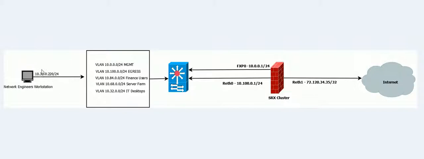So now, if we go back to this image, if I'm sitting at this network engineer's workstation and I want to go to the internet, I'm going to route through the reth0 out to the internet. When the traffic comes back, it's going to come back inside that virtual router, which only has these two interfaces. It's going to do a route lookup, see there's a reth0, and send the traffic right back.